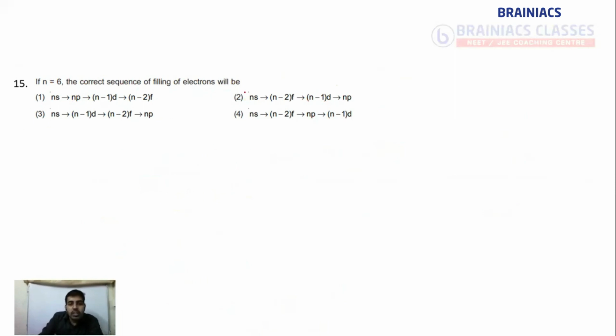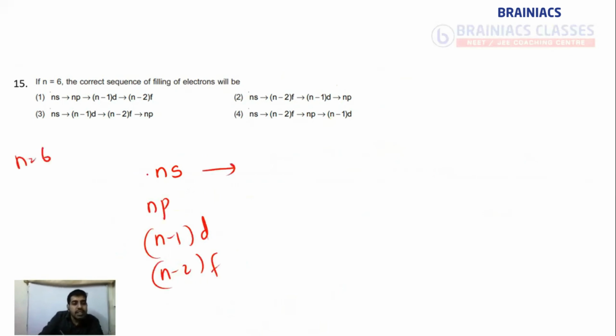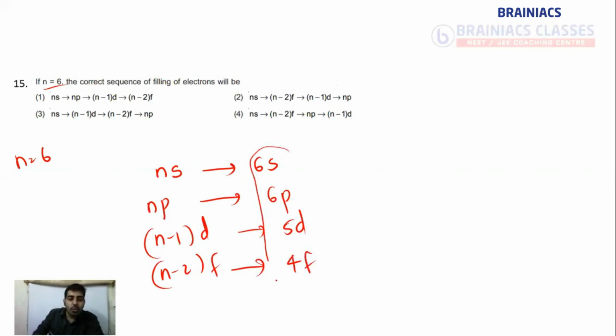So here, in each option, four subshells are given: ns, np, (n minus 1)d, and (n minus 2)f. Now for ns, the n value is equal to 6, so ns means 6s. np means 6p. (n minus 1)d means 6 minus 1, that is 5, so 5d. And (n minus 2)f means it is 4f. So here these are the four orbitals.